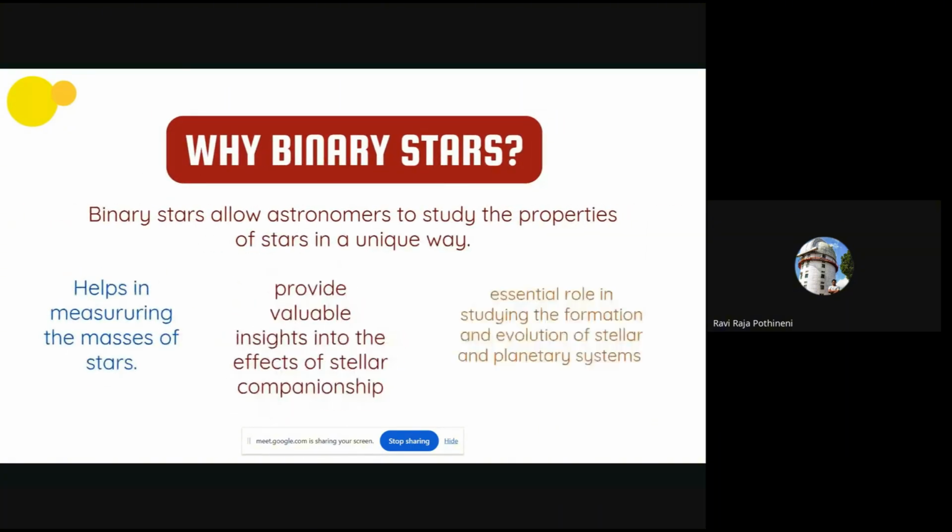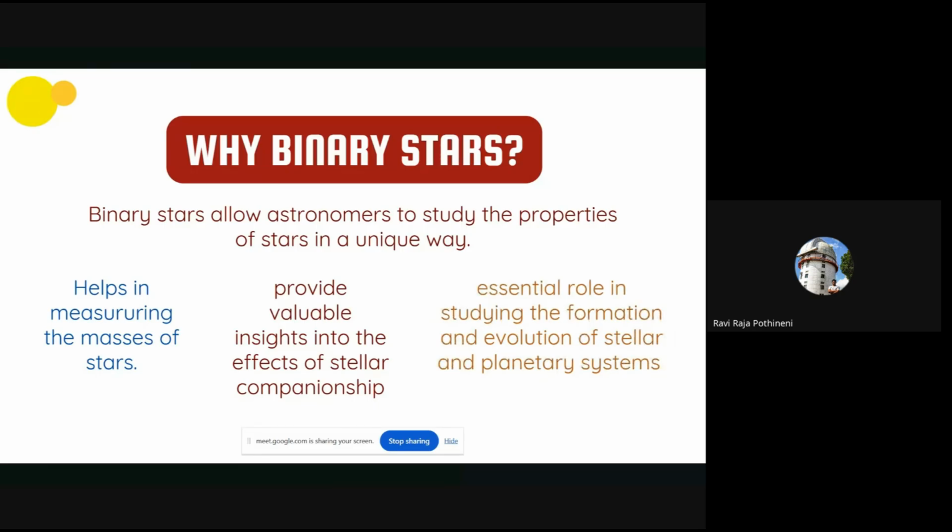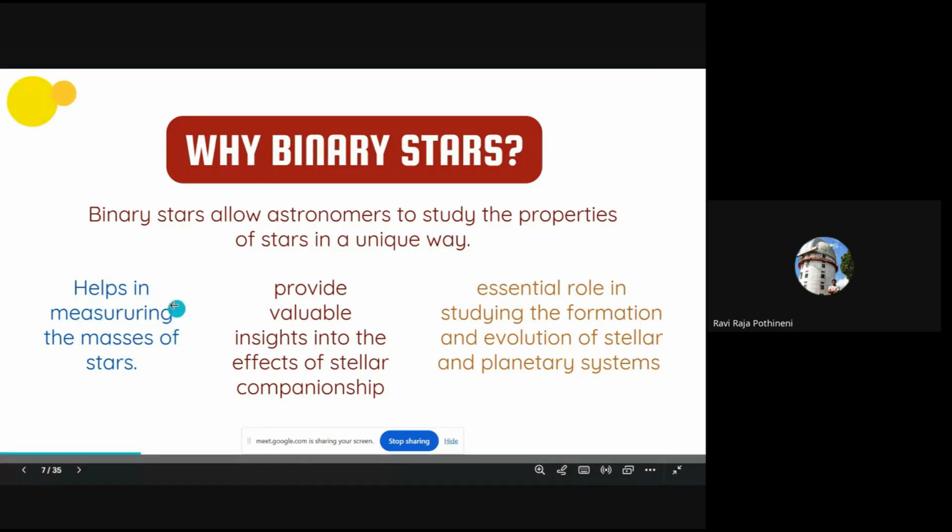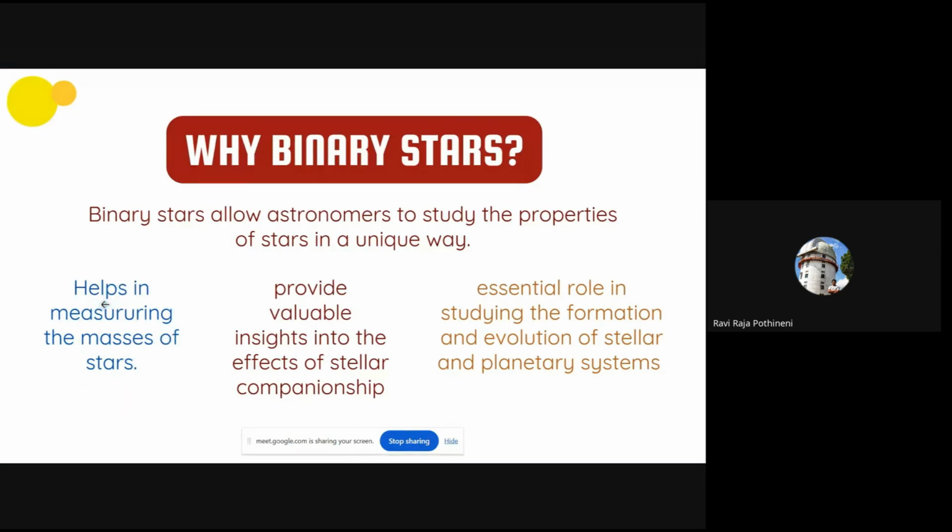Now, why binary stars? There are so many binary stars in the sky. Yes, there are. How many? More than two-thirds of the stars you see in the night sky are part of binary or multiple star systems. They are extremely important. Why are they important? One is to measure the masses of the stars. Since they obey Kepler's laws of planetary motion, these systems help us measure the masses of the stars very precisely.